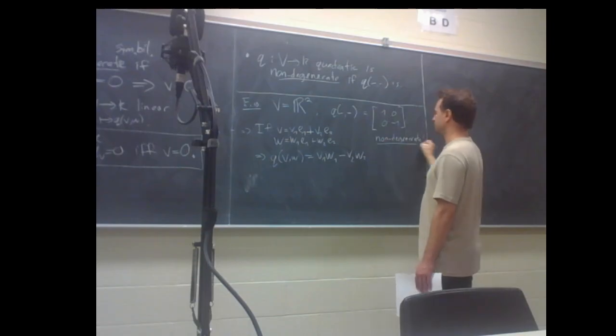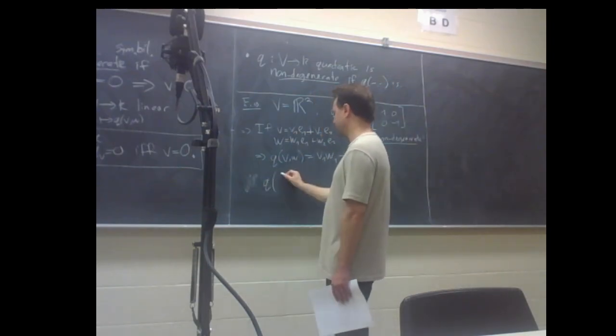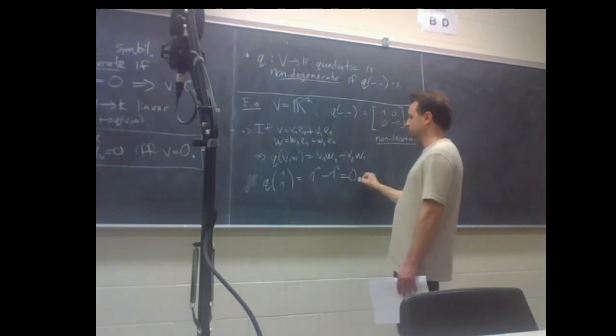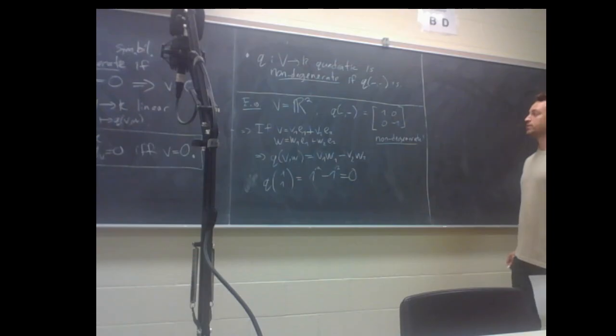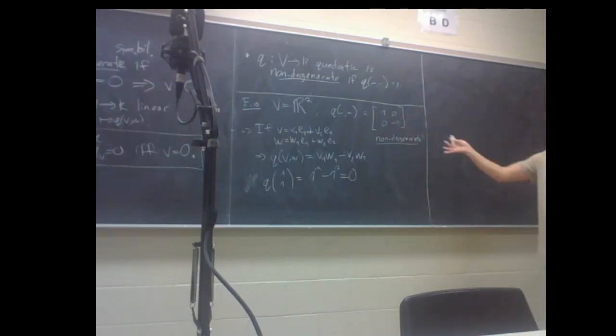This is a non-degenerate bilinear form. But if you apply your quadratic form to, for example, the vector (1, 1), then we're getting 1 squared minus 1 squared, which is 0. So there's still plenty of vectors where you actually get the value of 0 for your quadratic form, even though the bilinear form is non-degenerate. So don't make that confusion.